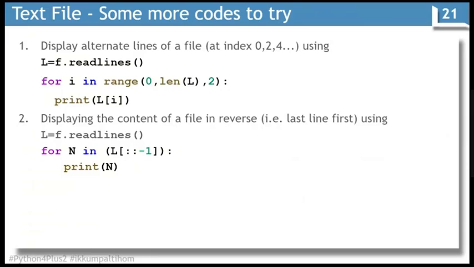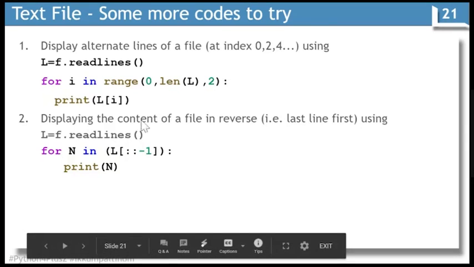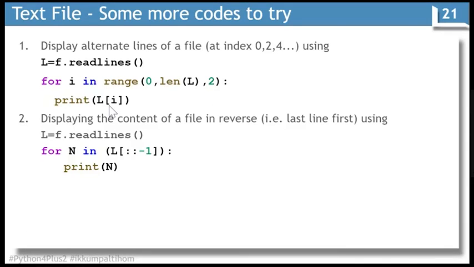If we want to display alternate lines of a file, that is at index 0, 2, and 4, we will simply extract the entire content of the file in L, and with the help of a for loop, we will be displaying alternate lines only. For that we'll be writing a loop: for i in range(0, len(L), 2). So it is going to display the first line, third line, fifth line, seventh line, and so on.